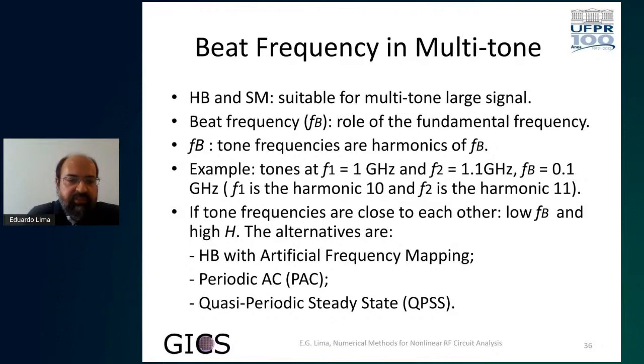However, if the tone frequencies are close to each other, the beat frequency is very low, and the number of harmonics to be considered in the harmonic balance or shooting method can be very large. In this case, the alternatives are harmonic balance with artificial frequency mapping, periodic AC, or simple PAC, and quasi-periodic steady-state, or simple QPSS.